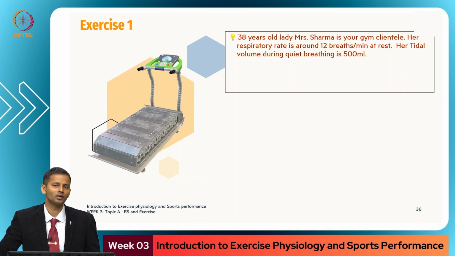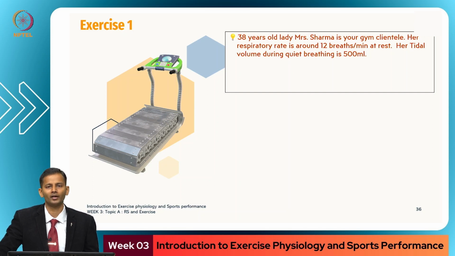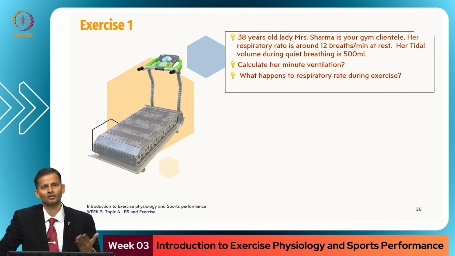And a respiratory rate, when you assess her for 1 full minute, you found that it was about 12 breaths per minute, which is normal. And she was just sitting there calmly, not doing anything, at rest. The tidal volume during quiet breathing is around 500 ml. So what would be the minute ventilation? It is a simple product of these two variables.